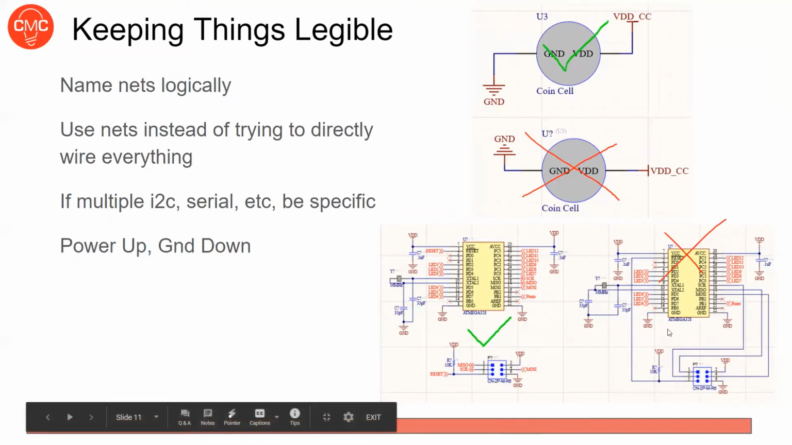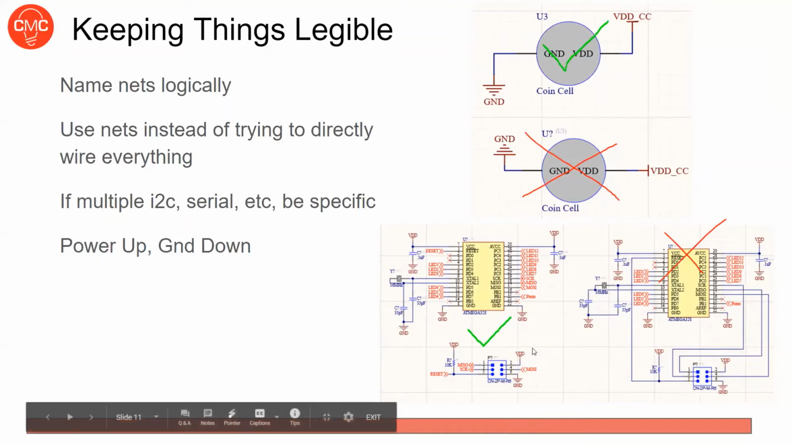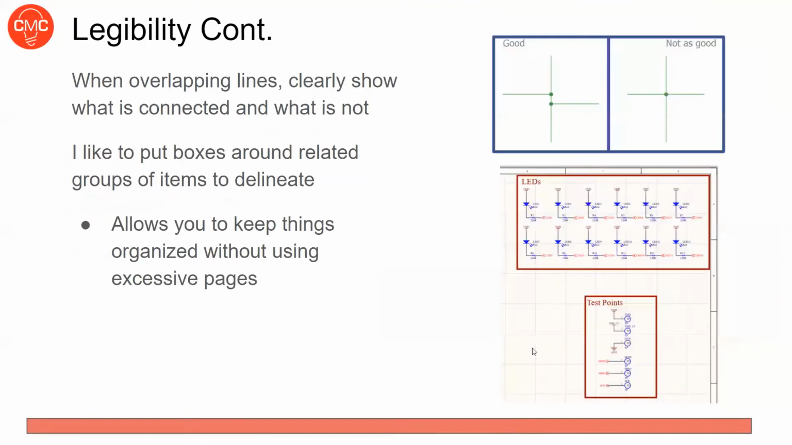This is painful. This hurts my eyes. Don't do this. If you have multiple I2C lines or serial lines, be specific. Don't call everything RX and TX, or RX1 and TX1. Call it like MCU RX or LCD RX, etc. Just name things so it's a little easier to tell what we're talking about. Here there's only one SPI line, so you don't have to do that, but if you had multiple ones, you would want to call them clear things.